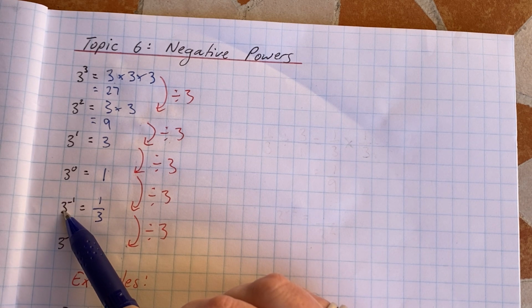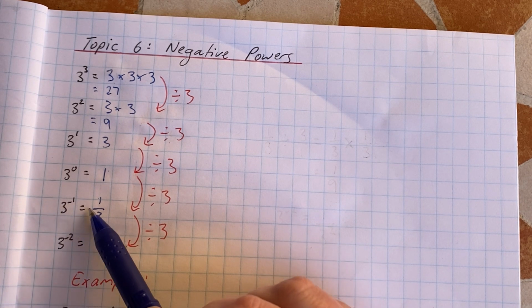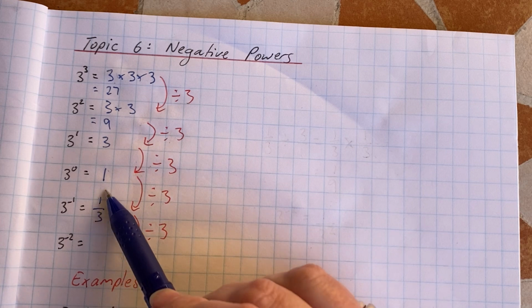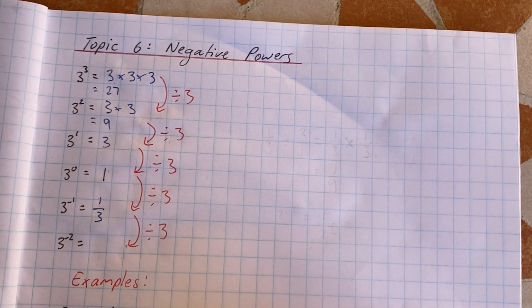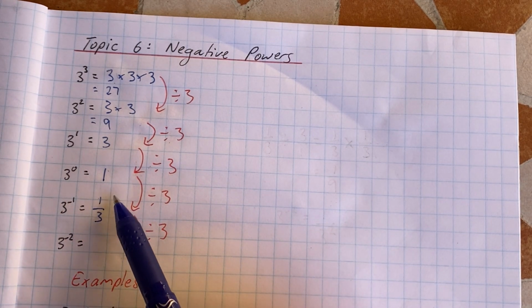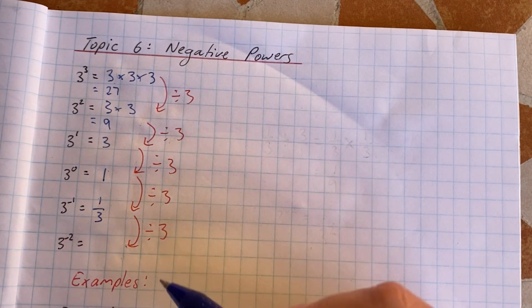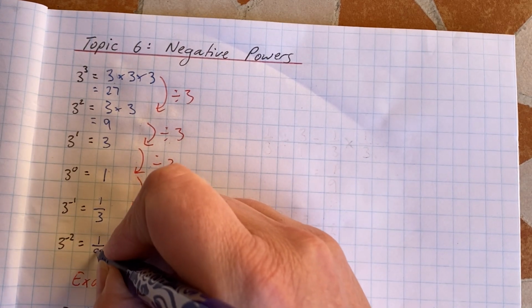Remember, 3 is the same as 3 over 1. We've flipped it upside down. It's now 1 over 3. Remember, that's got a special name. We saw that when we were multiplying fractions. It's called the reciprocal. Now, if we divide by 3 again, we get 1 over 9.